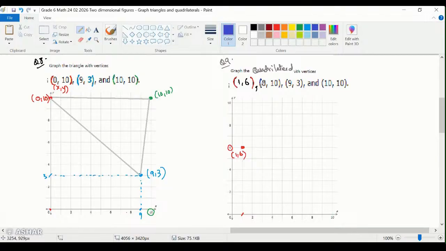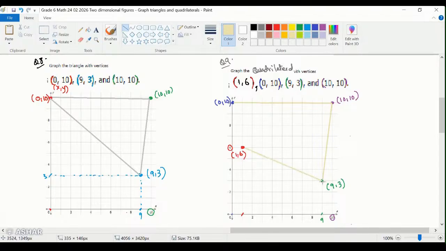I left the remaining of the question to be exactly the same. 0, comma 10. X was 0. Y was 10. We would always write the coordinate next to the point. Then we have 9, comma 3. This is 9. This is 3. And for the last, that was 10, comma 10, where x was 10 and y was 10. Once we join the points together, just by adding one more point to the question.